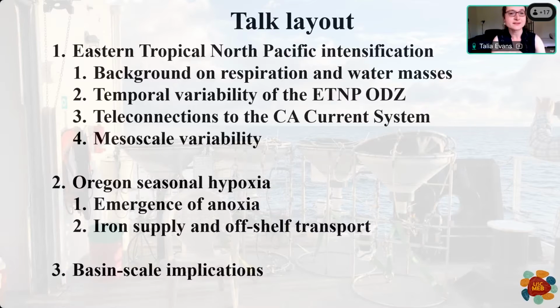We've got some background on its respiration and water masses there, some temporal variability on the P18 line, connections going northwards across the California Current System, and then mesoscale variability, which is a little bit of a hint of our basin scale implications. We're going to take a jump to the other side of the California Current System in Oregon. It's just a very small snippet, thinking about anoxia and iron supply. And then I'm going to sort of scale back and think about not my work, but other people's work, the basin scale implications of these findings.